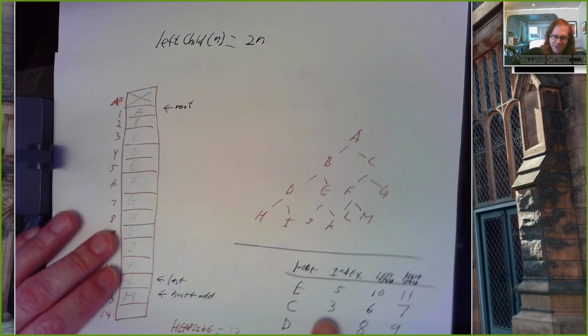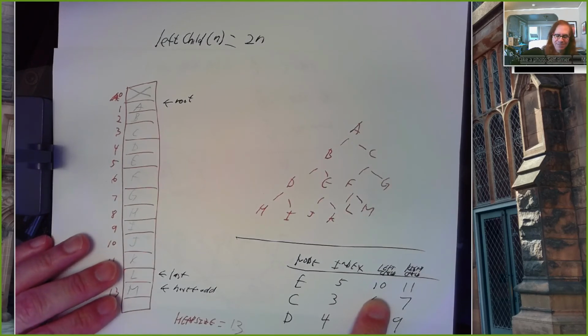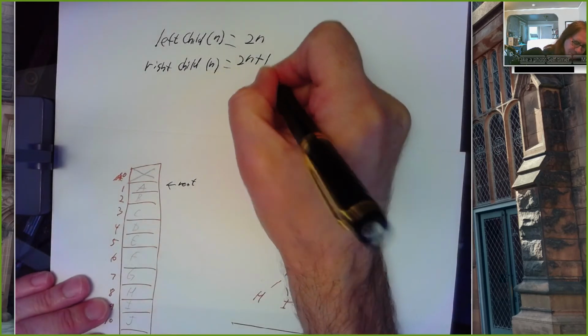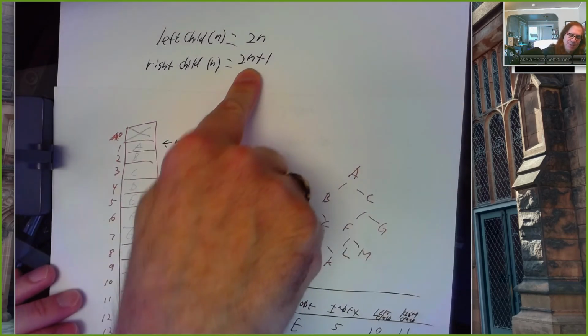Right? If you have a node with index n, the left child is always at index 2 times n, and the right child is at index 2 times n plus 1. Perfect. So we can move around our tree, which is a heap, by just doing simple arithmetic.